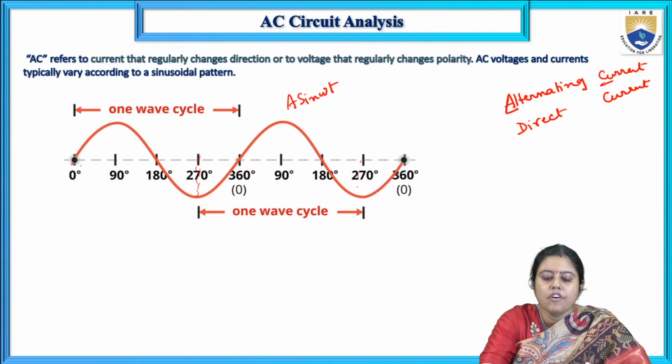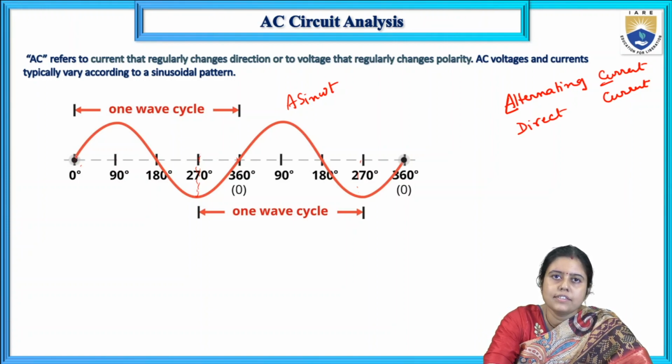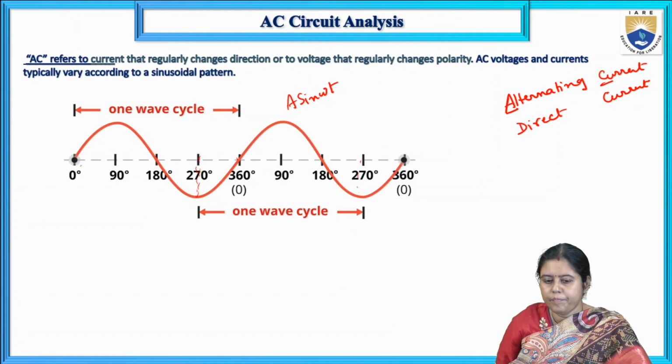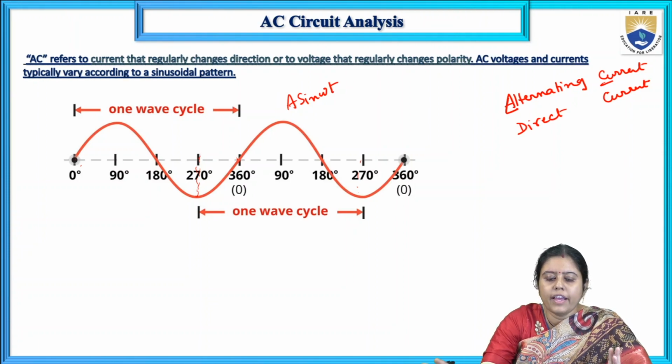So cycle means from one point to the repetition of the same point. What is the meaning of wave cycle? One wave cycle is from one starting point to the repetition of the cycle. The time taken to complete one wave is known as the time period. So this is the basic of AC.